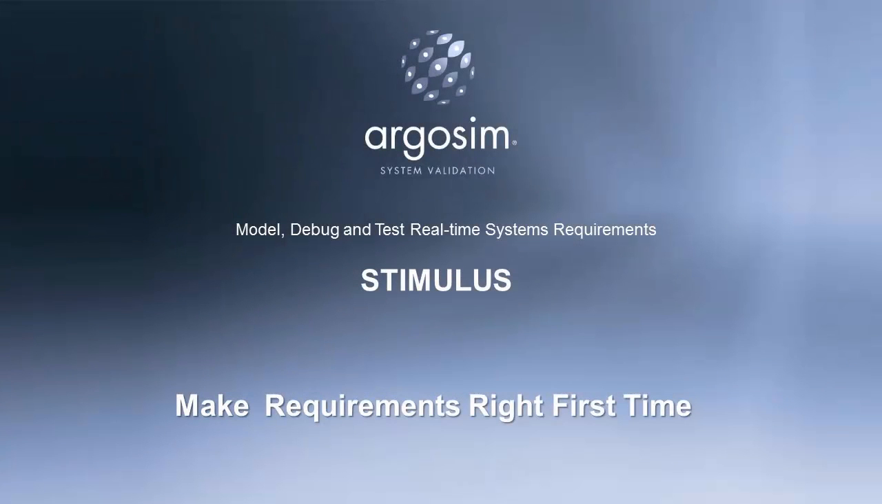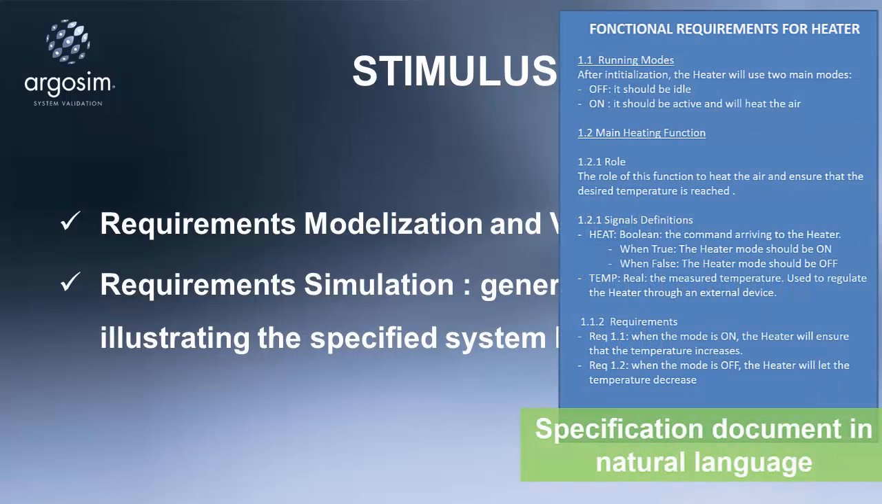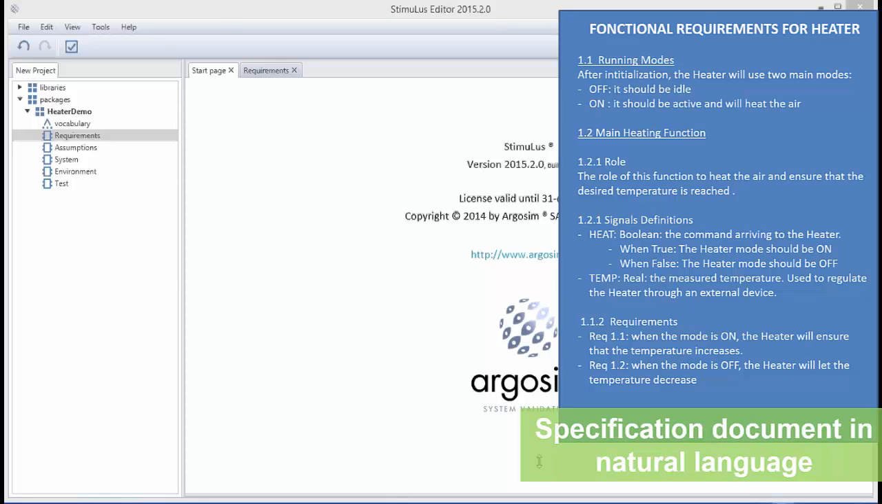Hello! How to model and validate embedded systems functional requirements with Stimulus. How, using simulation, can you observe the specified system behavior, even if you've written only a few textual requirements? Let's take a very simple example. A heating system with a heat command and the measured temperature.